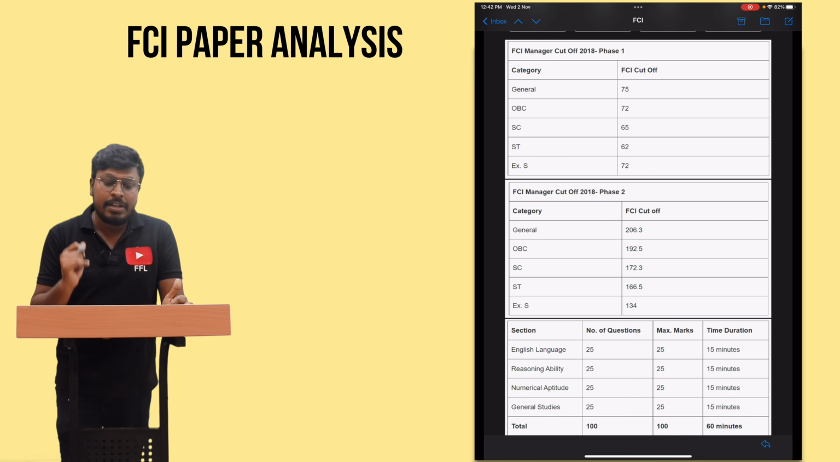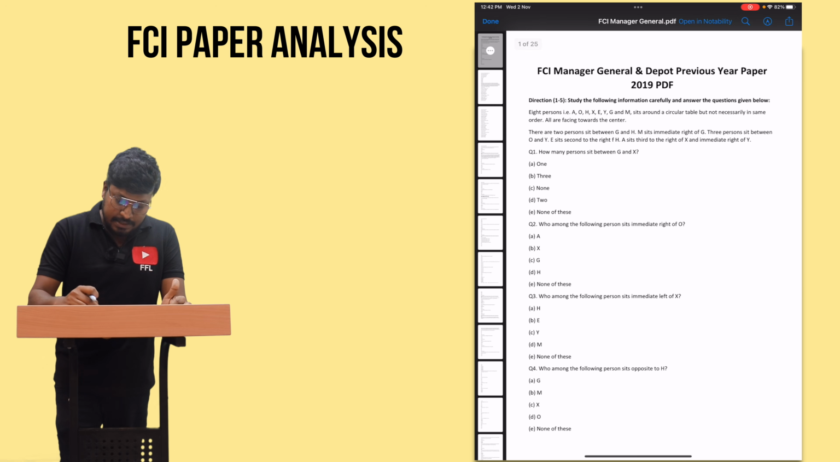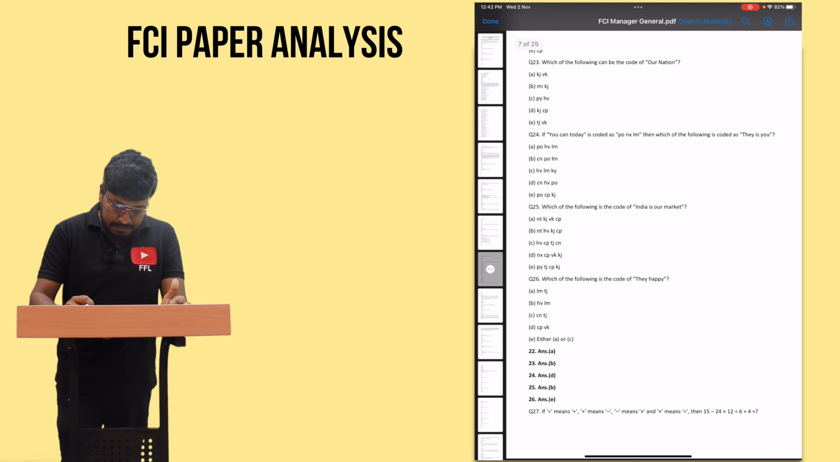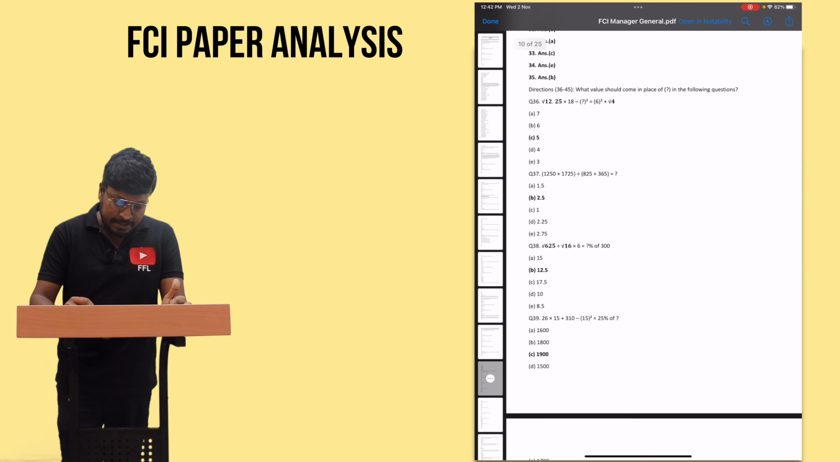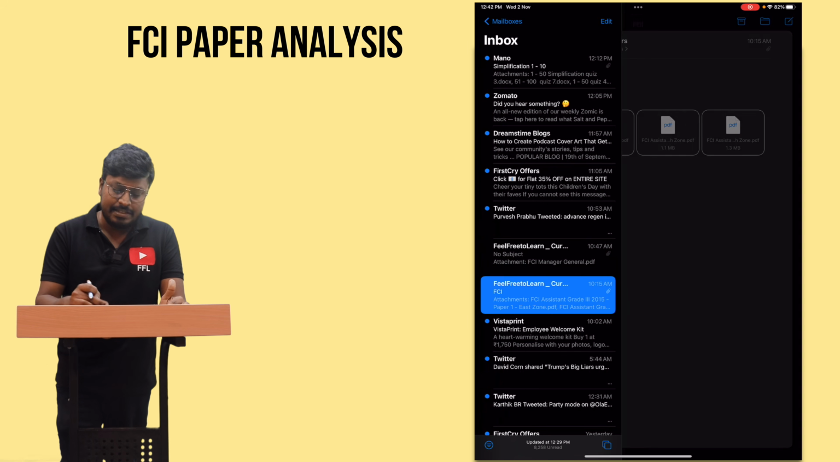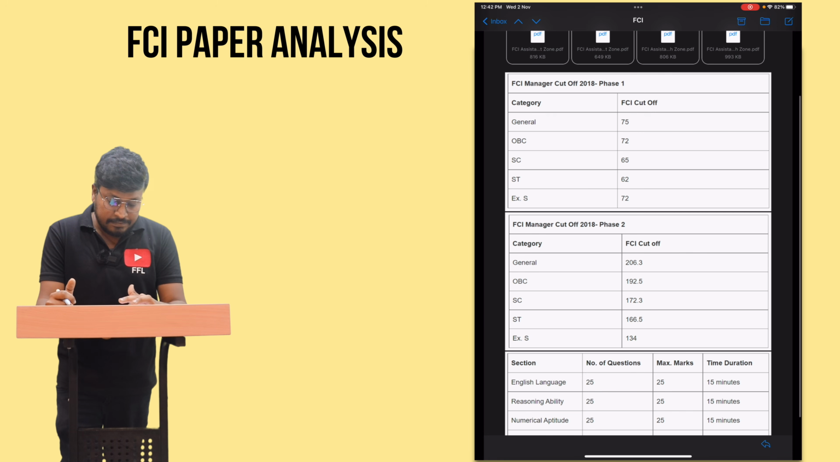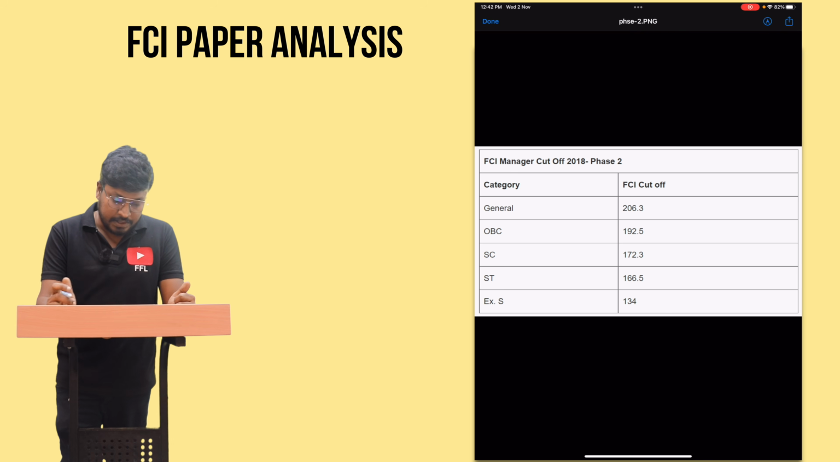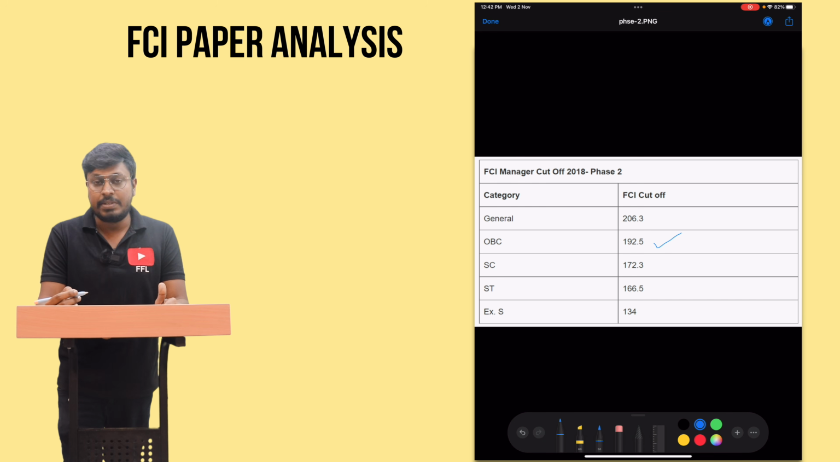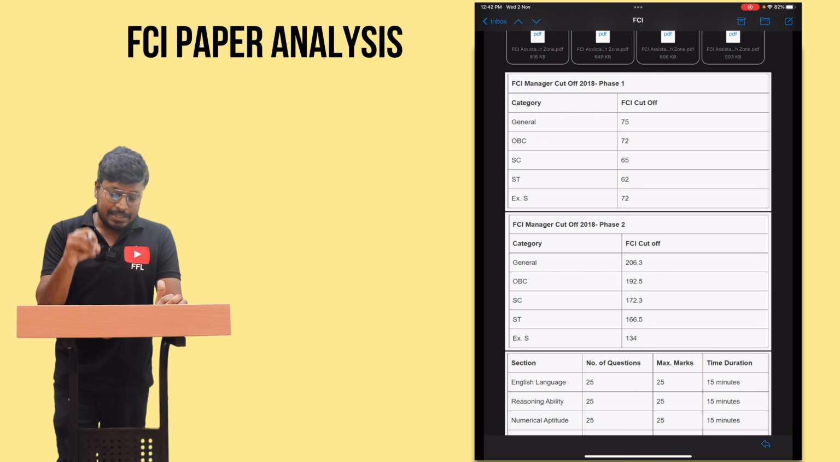I also have the 2019 question paper, I will show you that. Yes, this is the 2019 question paper, and you can see it is also very easy. Simplification and caselet questions were asked. The only thing is you need proper preparation. And this is the Phase 2 cutoff, where OBC is 192. It's actually good, and it's easy to score this, but you have to practice a little more, which is important for this exam.